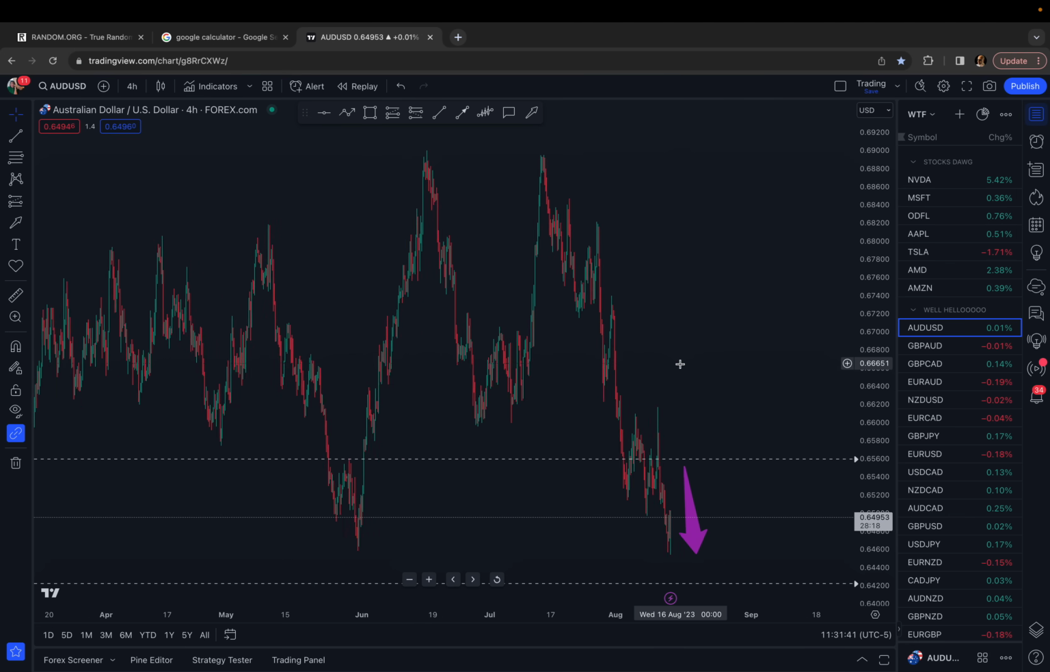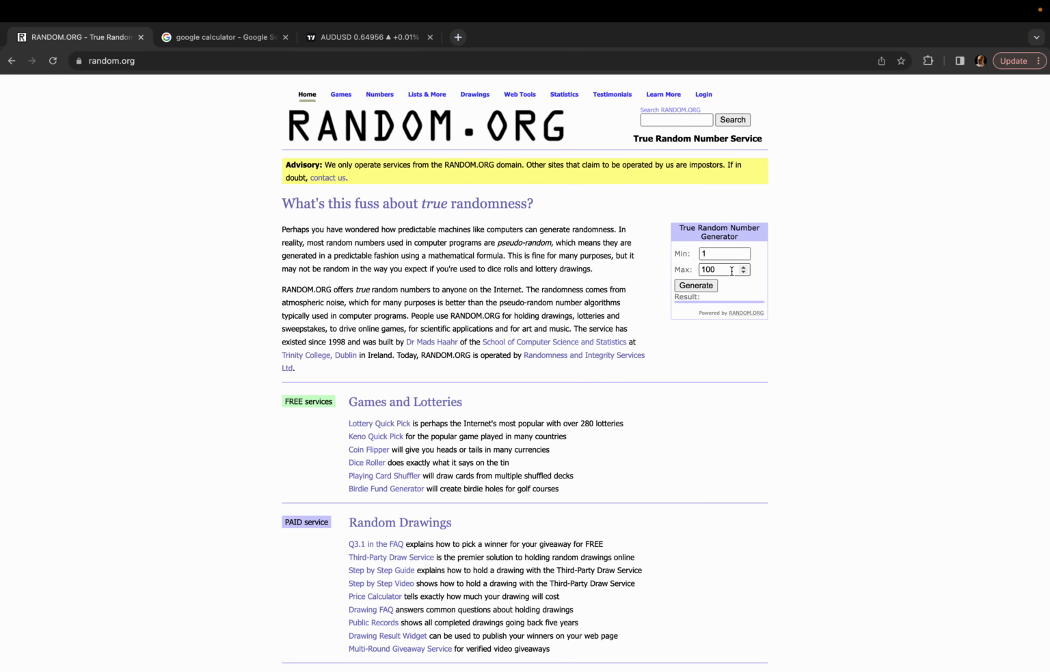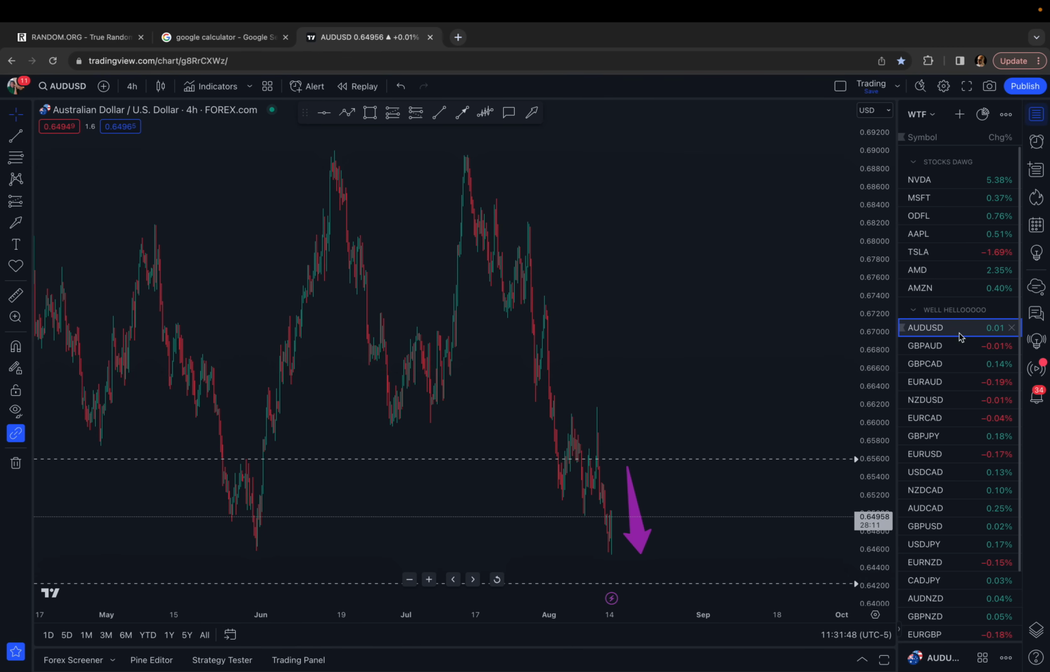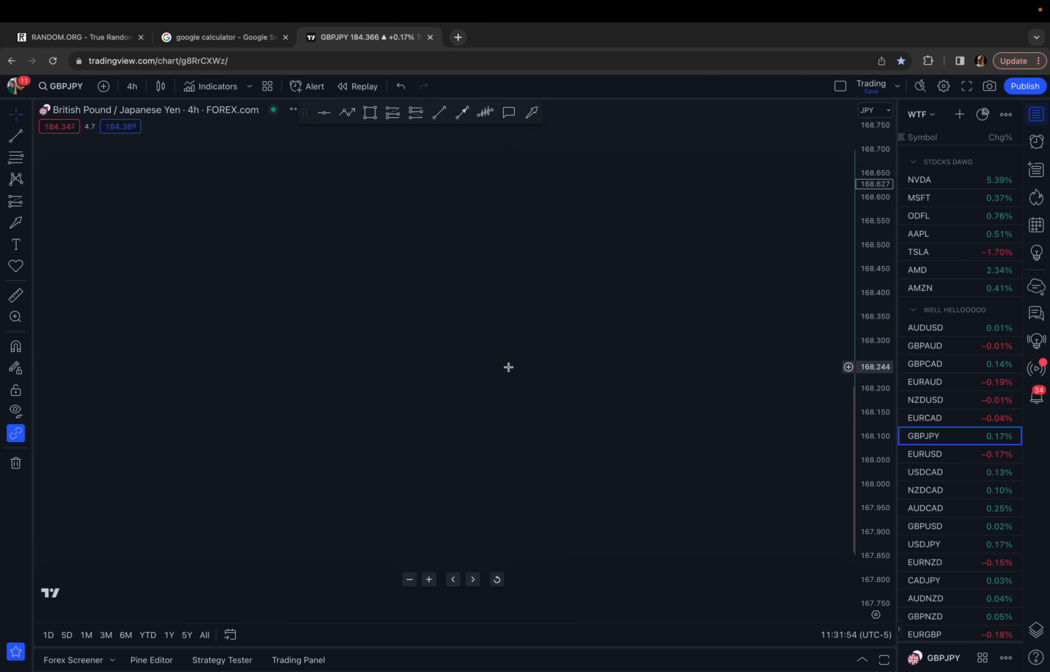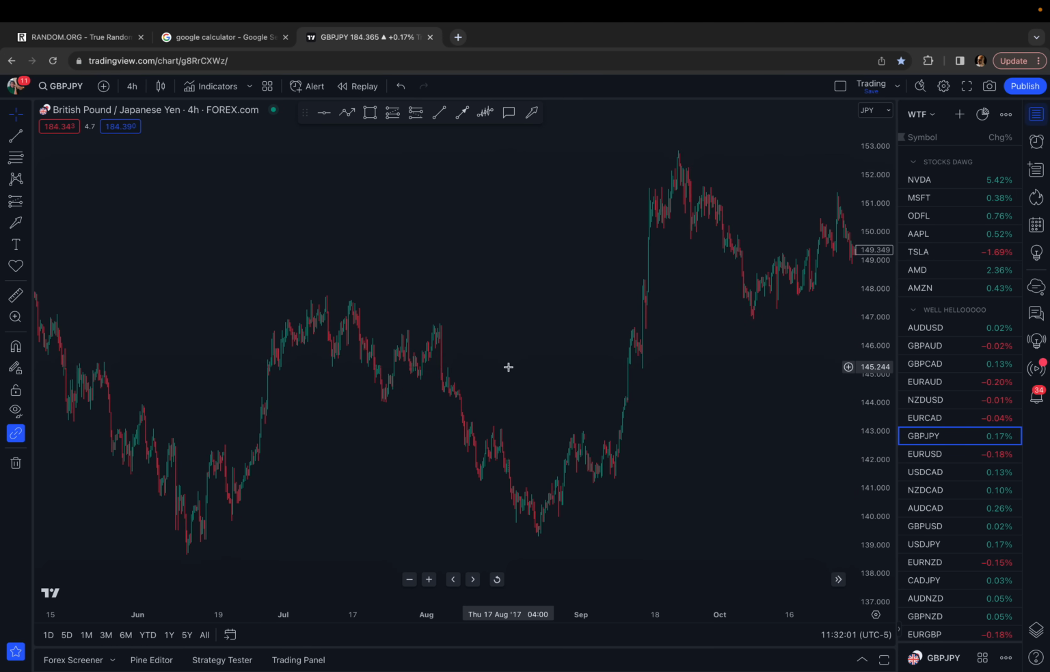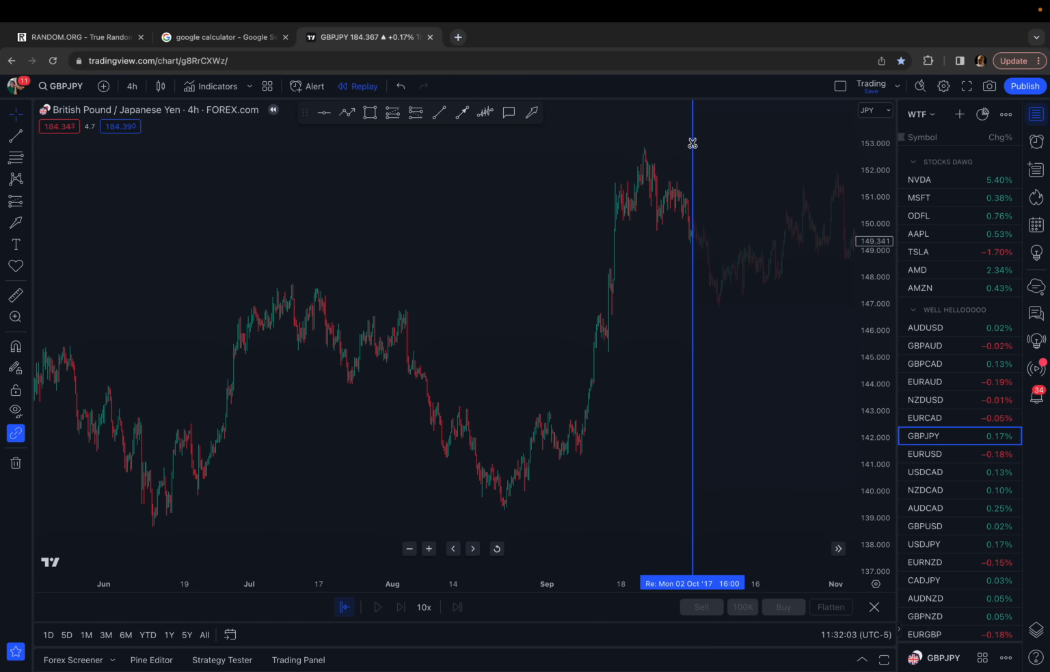So let's go ahead and pick a random number first. We'll pick a random currency pair. Number 7. So let's go 1, 2, 3, 4, 5, 6, 7. So that's GBP JPY. Now we'll scroll back 1, 2, 3, 4, 5, 6, 7. Oh, you can't go back. So that's as far as you can go back. Cool. So we'll just start right here.